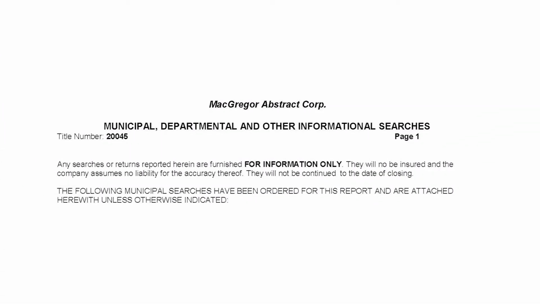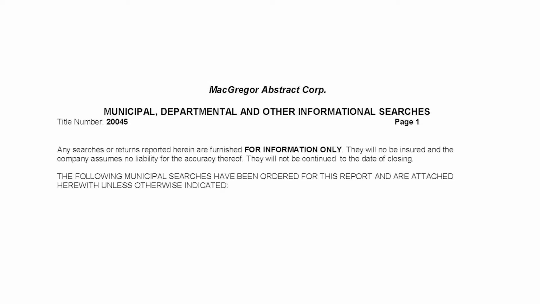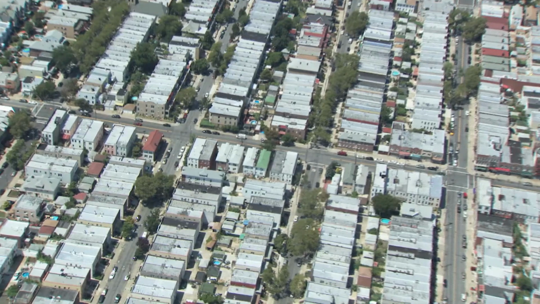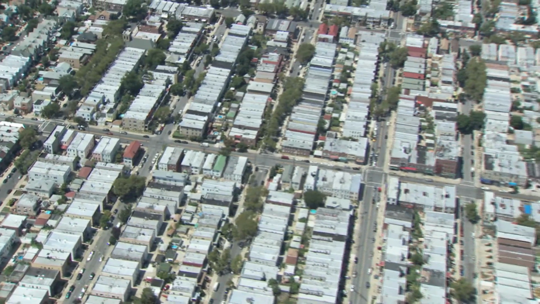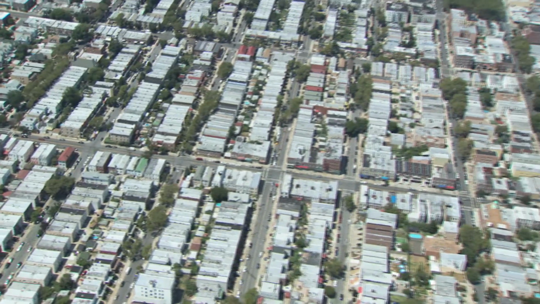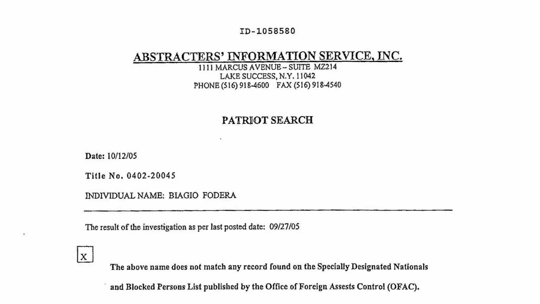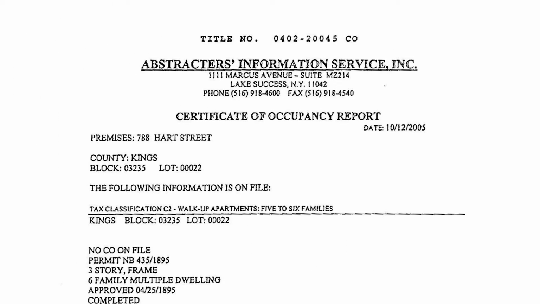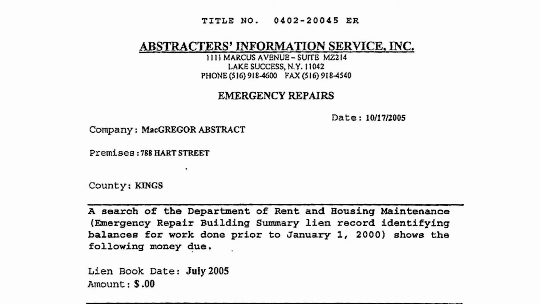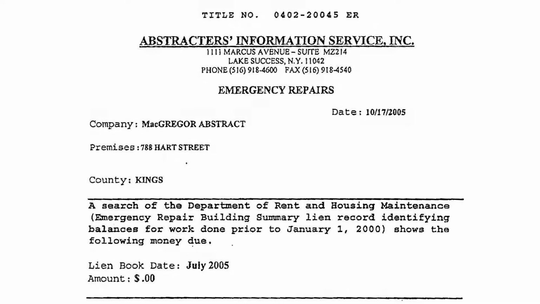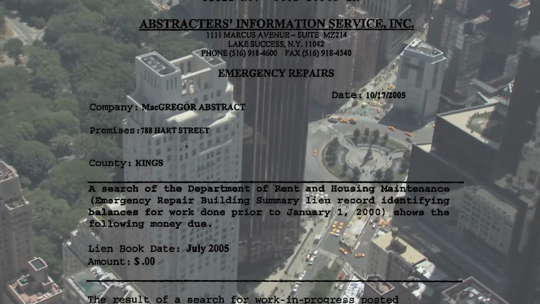The municipal searches, which are also called departmental searches, that are run for a title vary from county to county. There are some standard searches that are always included, and others that are run only in the city. For instance, almost every title will include bankruptcy searches, patriot searches, a certificate of occupancy search, and a street report. An emergency repairs search, on the other hand, is normally only run in the 5 boroughs of New York City.